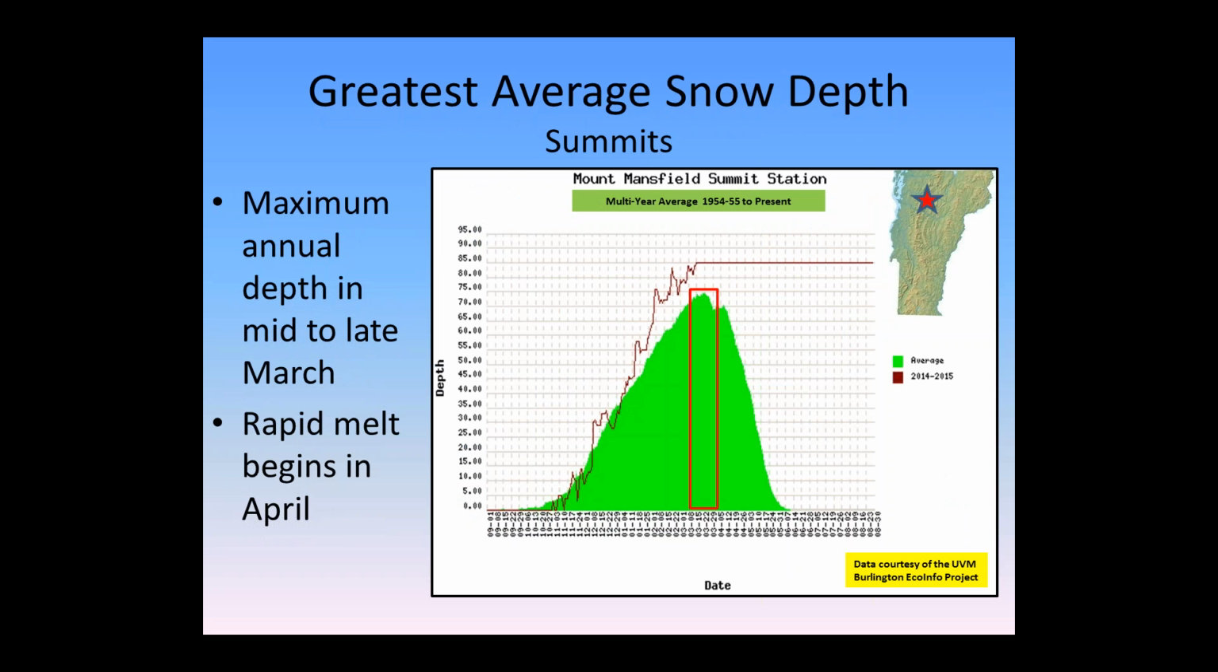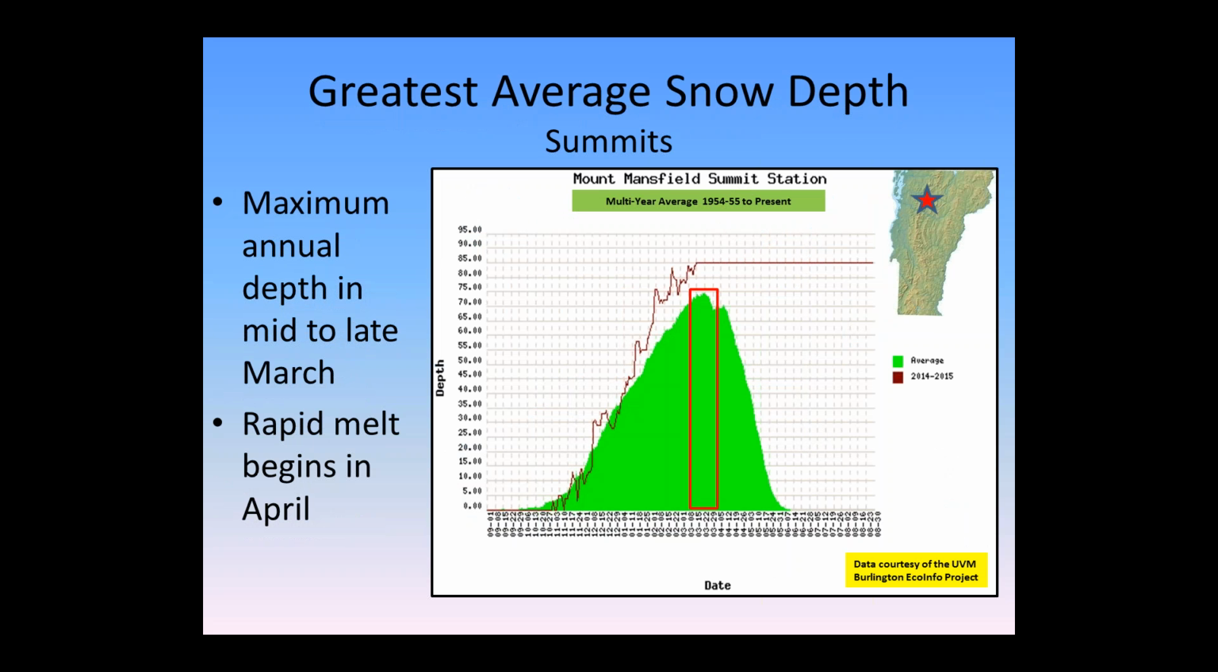I always like to use this graph in terms of the greatest average snow depth. This is from the UVM Burlington Eco-Info project, and it's basically a graph that shows the multi-year average of accumulated snow depth on the summit of Mount Mansfield in northern Vermont over the last 60 years. It's a great long-running climatology.